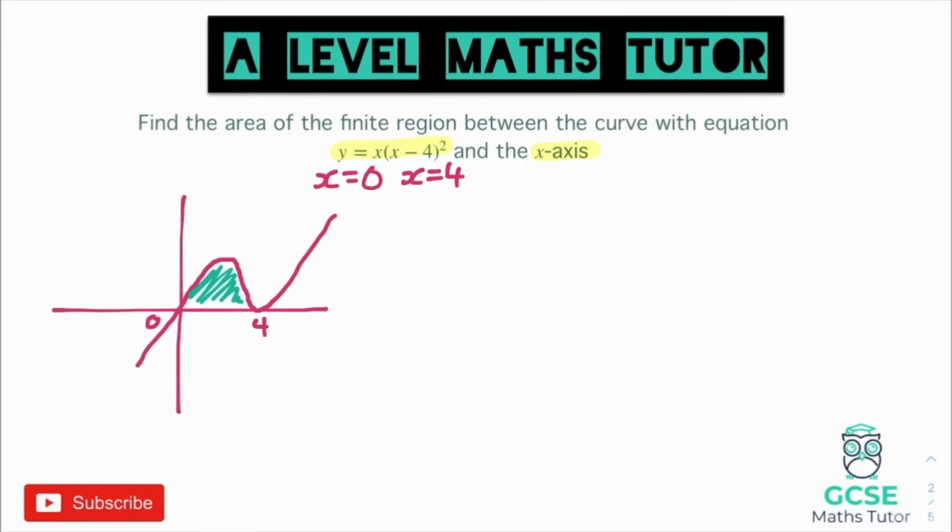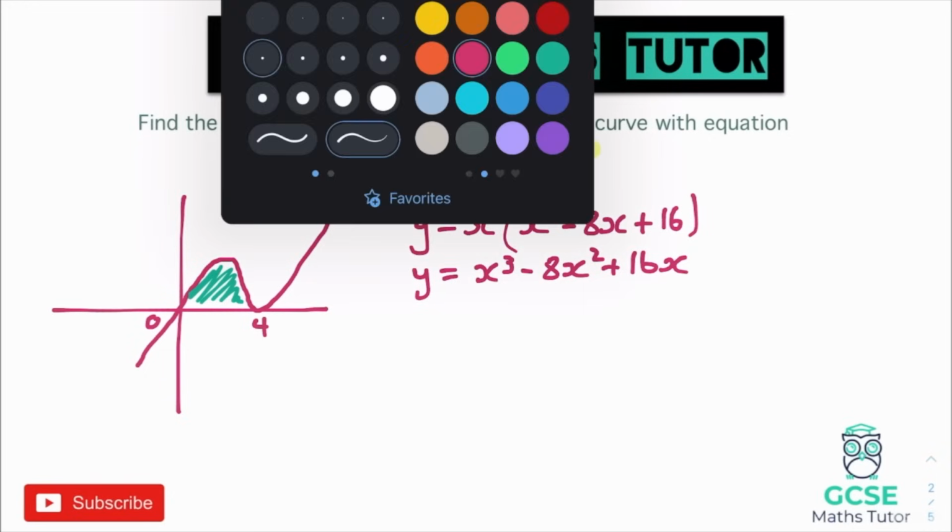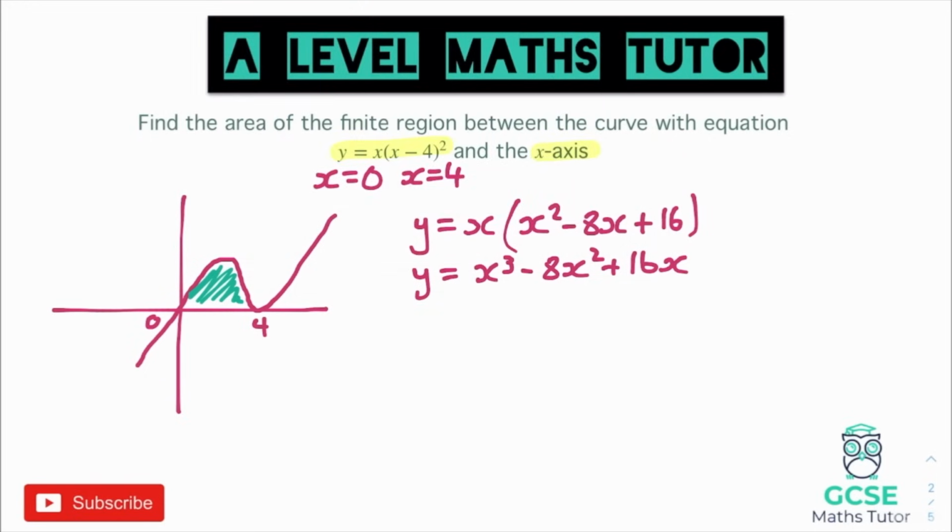So if we expand that equation, if we do the double bracket first, we would get y is equal to x lots of, if we expand that double bracket, we get x squared minus 8x plus 16. Now we'll multiply it by the x as well, so we're going to get y is equal to x cubed minus 8x squared plus 16x. Now we can go about actually integrating this, and again we're going to do it between these 2 points, so we'll write that we're going to do it between 4 and 0.